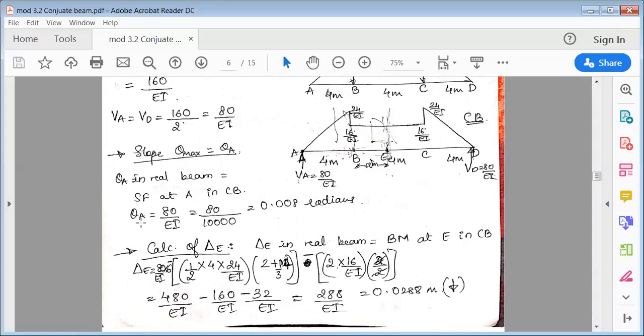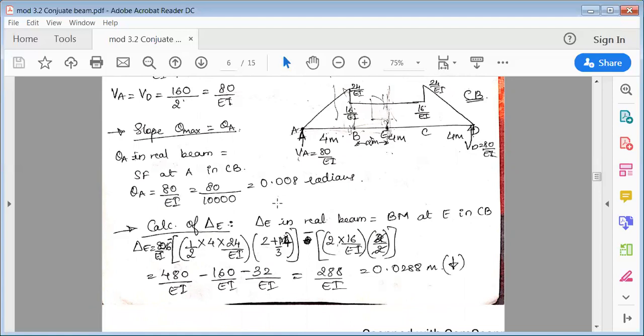Okay, so theta A is equal to, then check what is the shear force at A in the conjugate beam. The shear force at A in the conjugate beam is equal to, we have already found out, 80 over EI. So directly write 80 over EI. Now that you have the value of EI, just substitute this. So 80 divided by 10,000 is equal to 0.008 radians. Okay, so this is theta A.